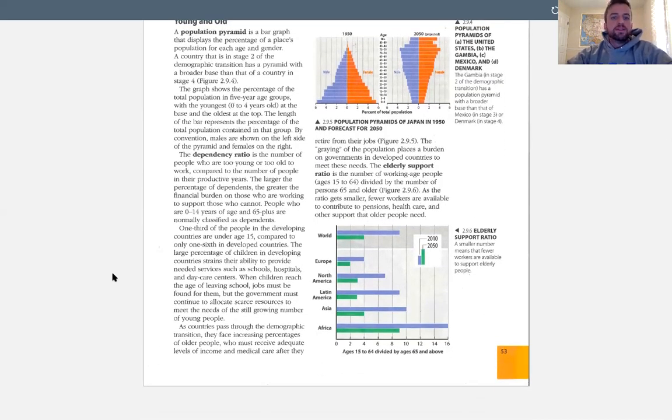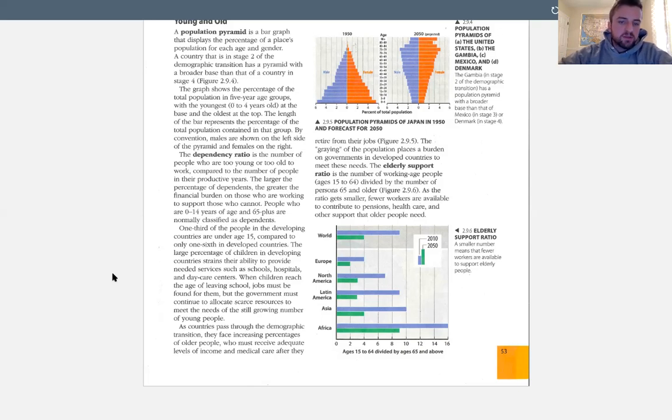1/3 of the people in the developing countries are under the age of 15 compared to only 1/6 in developed countries. The large percentage of children in developing countries strains their ability to provide needed services such as schools, hospitals, and daycare centers. When children reach the age of leaving school, jobs must be found for them, but the government must continue to allocate scarce resources to meet the needs of the still growing number of young people.